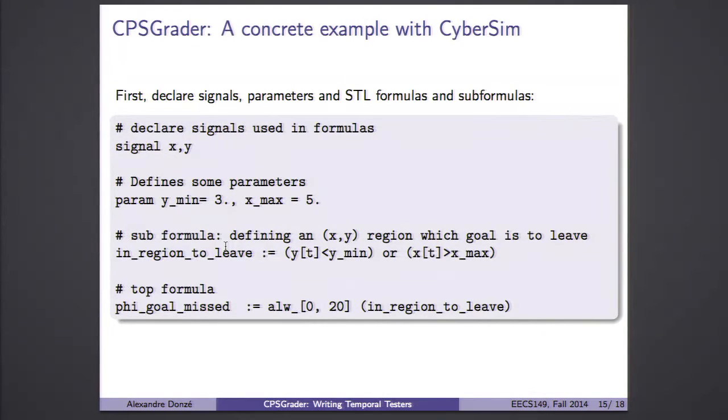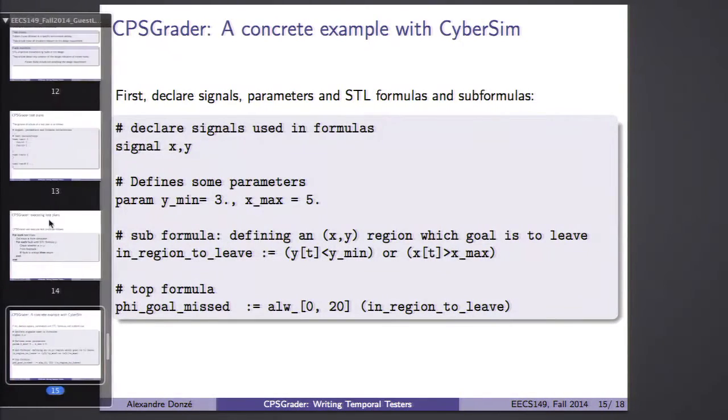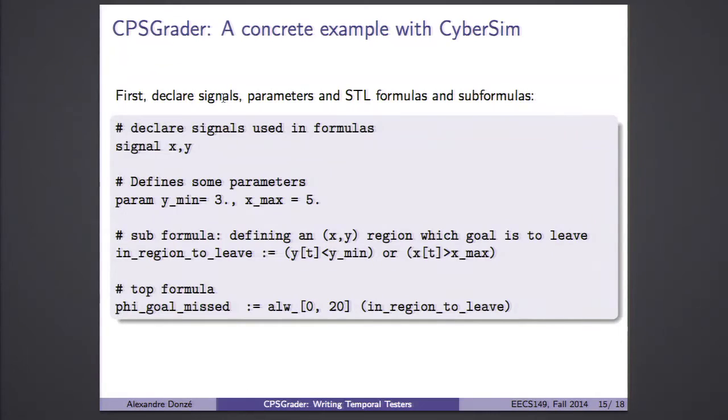Okay, so let's go through a complete example, and then I'll go to the real thing again. First thing, we declare signals, parameters, and STL formulas. So in the syntax of this file, I'm just saying, okay, I will just use X and Y as signals for these cases. Then the language supports parameters, so I'm going to define Y min and X max, which are just constant parameters.